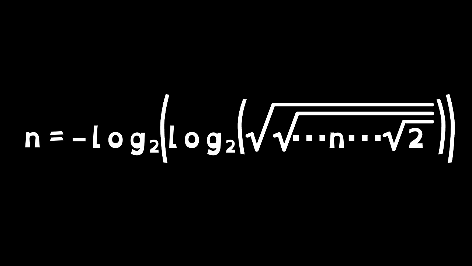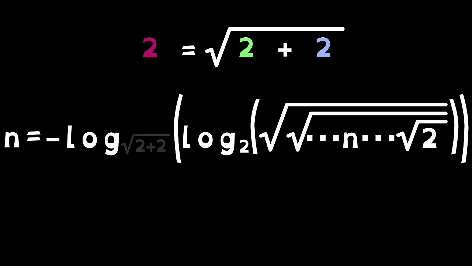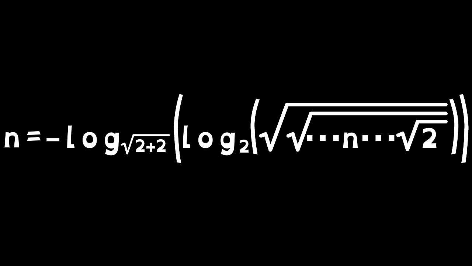Now, you may note that on the right side of this equation, you have 3 2's. This is easy to amend, however. Since 2 equals the square root of 2 plus 2, we can replace any single digit with that and get 4 2's. Now, you may think that this is cheating, but actually it isn't. There's nowhere in the rules that says I can't do this.